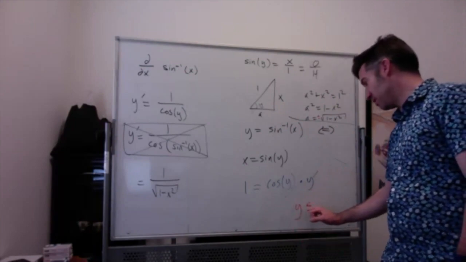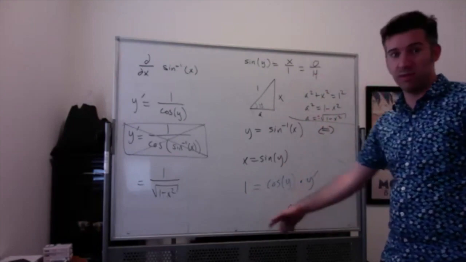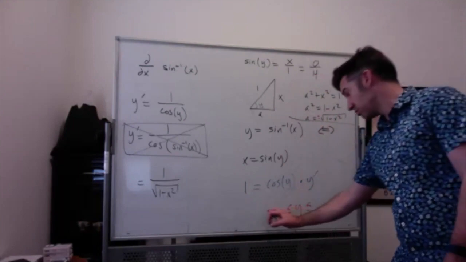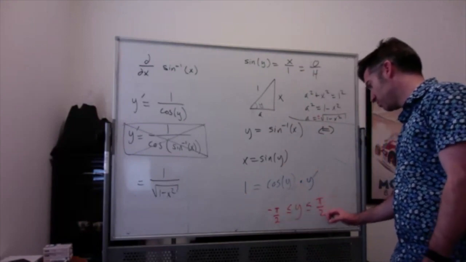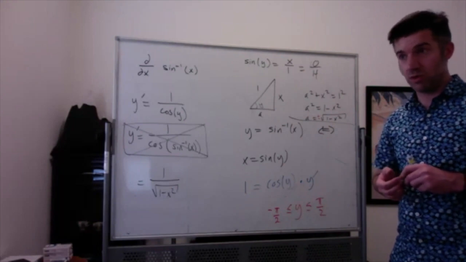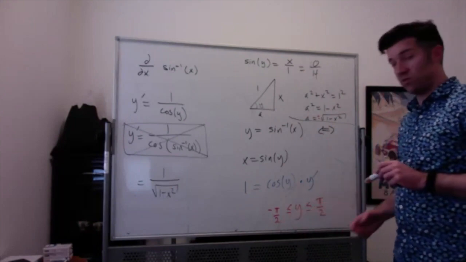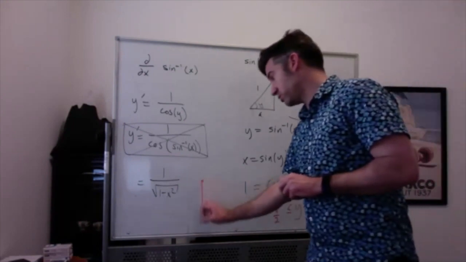Y has to be, and so I erased the graph, I know. But before I said, what does y have to be between? Negative pi over 2 and pi over 2. Well, if you think about the unit circle, negative pi over 2 and pi over 2 is which two quadrants of the unit circle? That's a good question, James.